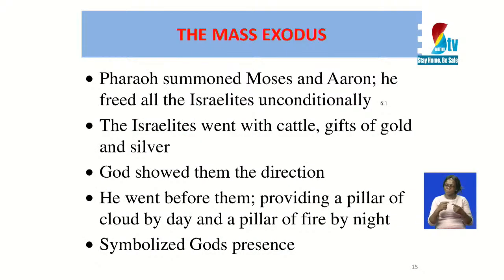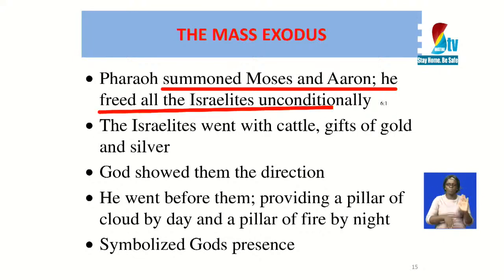So now let us also continue with the story. You find that Pharaoh summoned Moses and Aaron. He called them and told them that all the Israelites must go without any condition. They must go with everything. Everything. I hope that this reminds you of the verse that we spoke about in chapter 6, verse 1, that God said that Pharaoh will release the Israelites with his strong hand.